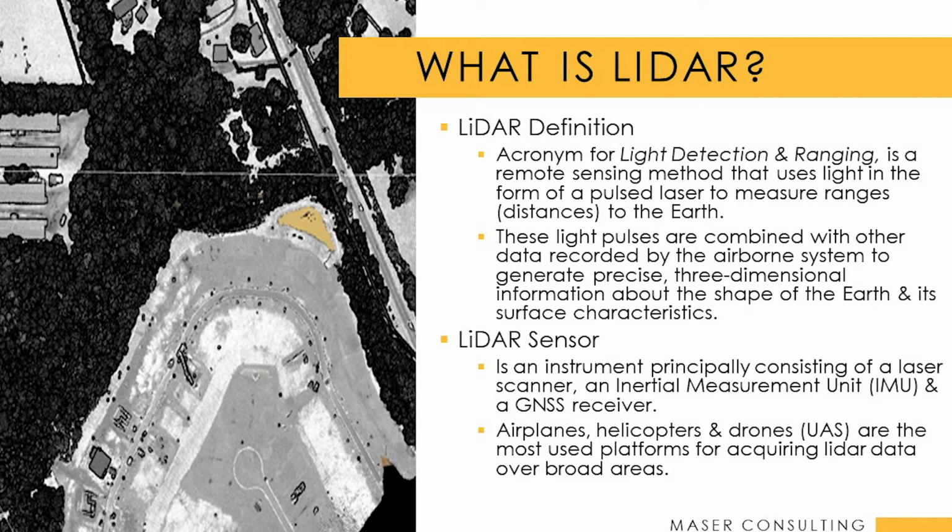In order to make this a survey grade technology, there are several components that work together. First is the laser scanner that actually sends out the pulse of light. The inertial measurement unit, or IMU, records the roll, pitch, and yaw of the aircraft as it's traveling in the air in order to correct for the location of the sensor at any given time. And the GNSS receiver, which also works with the IMU, records the X, Y, and Z position of the sensor.